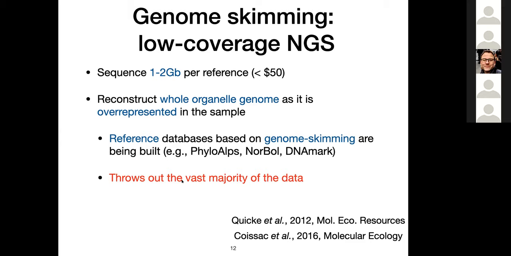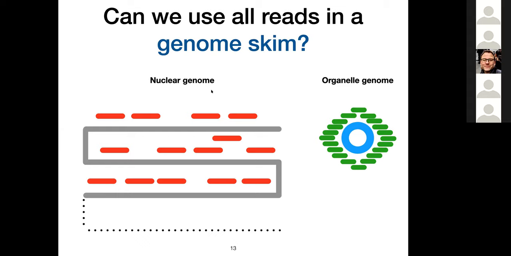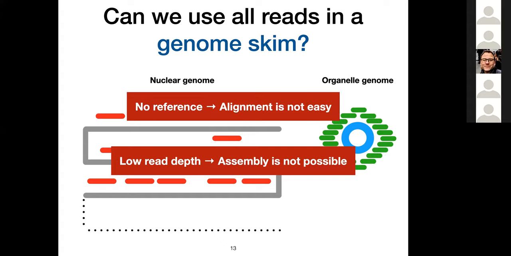But people are building various reference databases, sort of equivalent of BOLD for barcodes, for this kind of analysis. The problem, of course, is that even here, you are throwing away the vast majority of the data, which is from the nuclear genome. It's true that the organelle is overrepresented, but it still is a tiny fraction of all your reads. And that just looks wasteful, and organelle genomes usually are just one gene tree, so there's that issue as well. So for various reasons, you want to really look at the nuclear genome if you can, but if your coverage is low and you can't assemble the genome, what can you do?